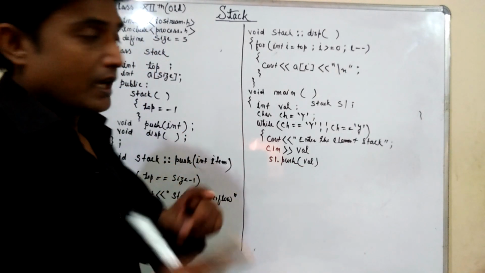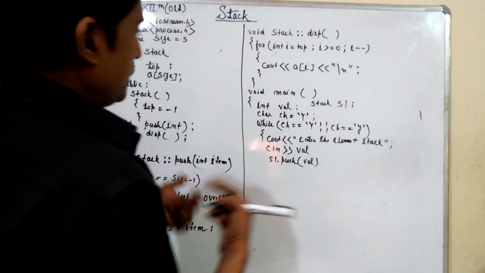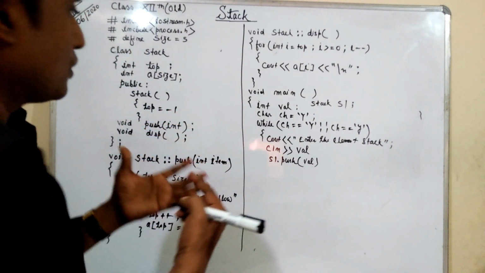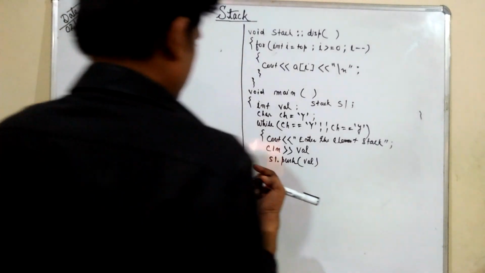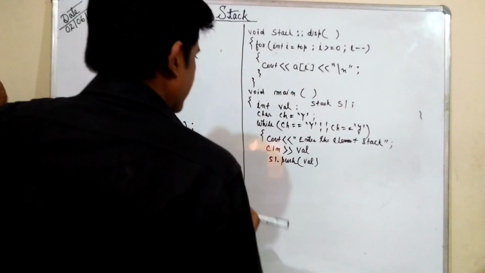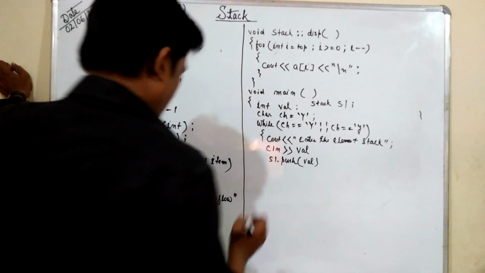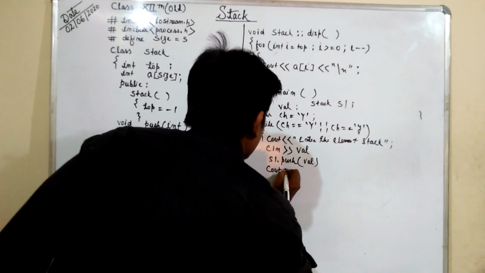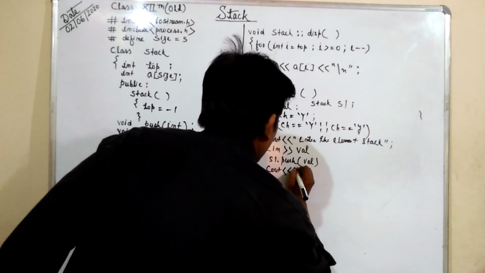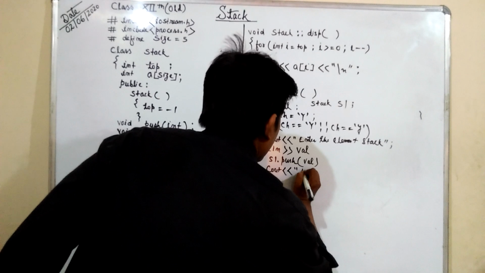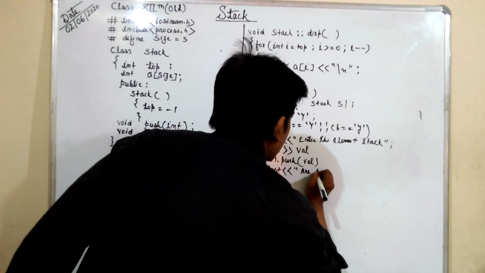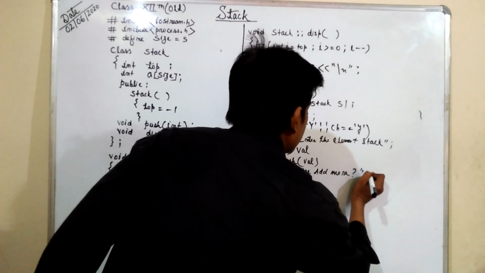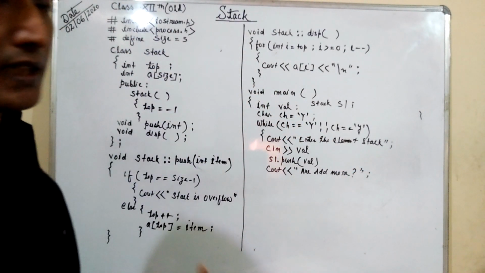This will be only for one time, and if you are continuously inserting the value, we have to set some mechanism over here. So how can we set this mechanism? Just pass one message: are you add more? Question mark over here. This will be asking, are you inserting more elements?